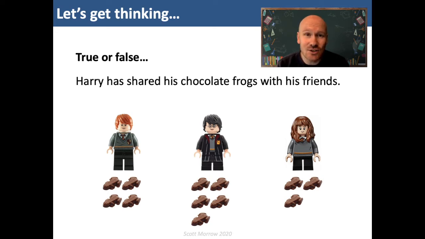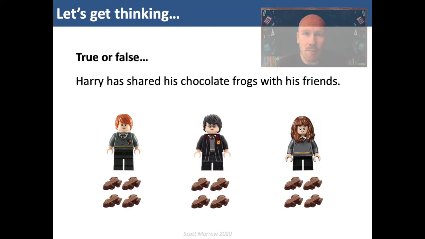He has shared the chocolate frogs with his friends. However, he's not made equal shares. And that's what we're going to be looking at today. So what could we do in this situation to make it not just that he shared the sweets, but he's given out fair shares? They've got an equal amount. Well, Harry could give one of his chocolate frogs to Hermione, and then they've got 4 chocolate frogs each. That way, he's not just shared with his friends, he's shared fairly. They've all got the same amount.